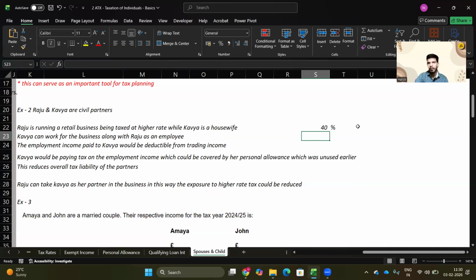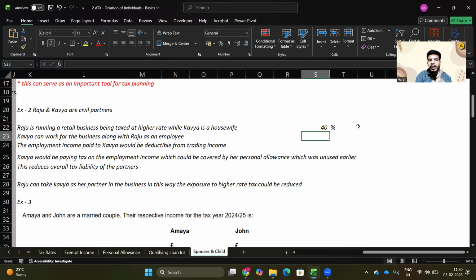If I have a business with a trading profit of 10,000 pound, and I pay 2,000 pound as a salary to Kavya, then my total trading profit would reduce, so I would have lesser tax on my trading profit. And Kavya, who did not have any income till now, would get 2,000 pound of income, which would be wholly covered by her personal allowance. So Kavya would be paying tax on employment income covered by her personal allowance, which was unused earlier, right? So this reduces the overall tax liability of partners.